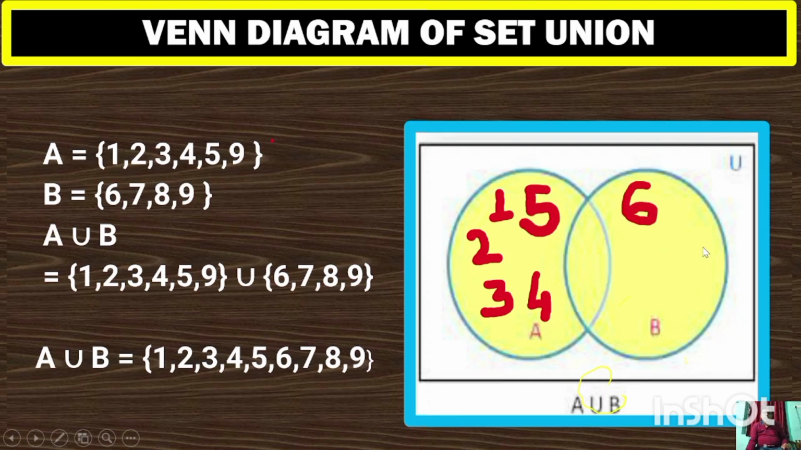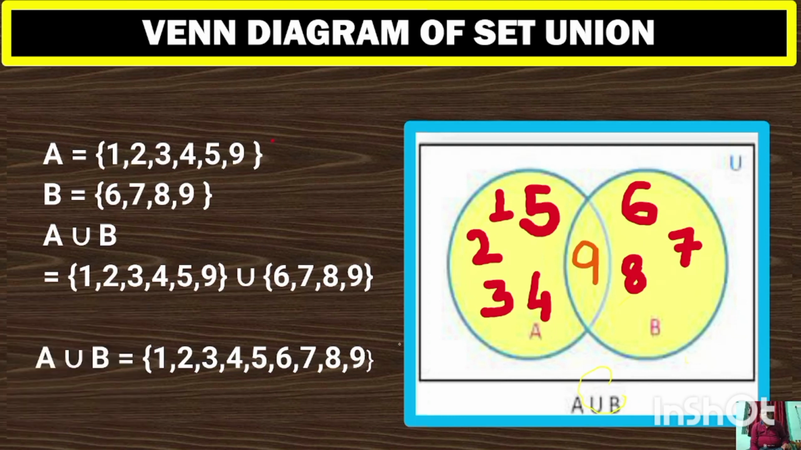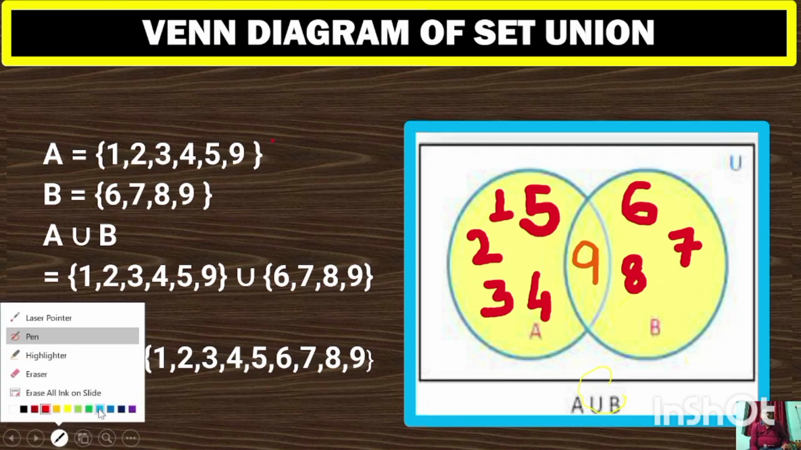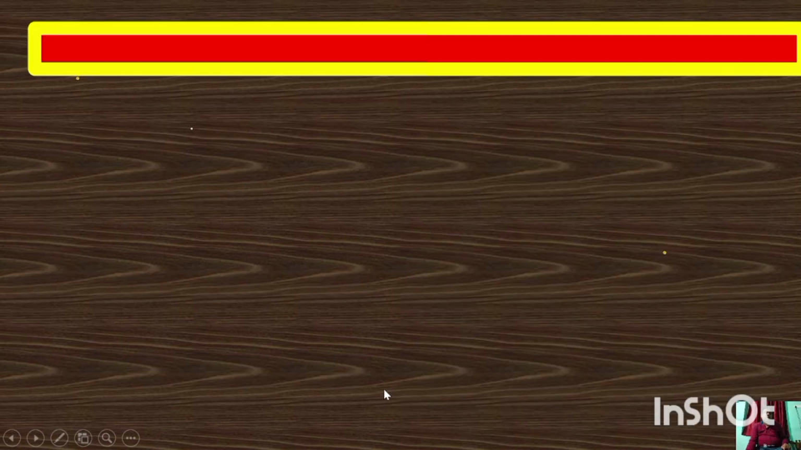You see the element 6 is an element of the set B, 7, 8 and 9. You see here the 9 is present in both the sets. Here 9 is present in both. 9 is the element of both sets. That's why it is written in the intersection portion, the common portion, right? So this is the Venn diagram of A union B by taking all the elements 1, 2, 3, 4, 5, 6, 7, 8, 9. This is the Venn diagram for you of the set union.